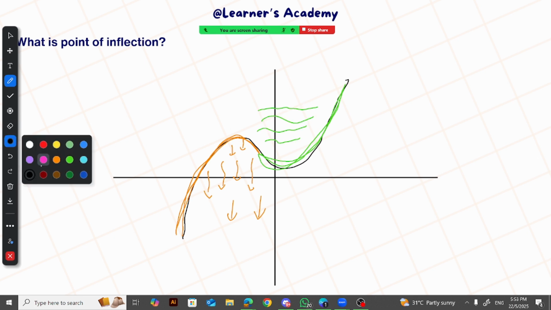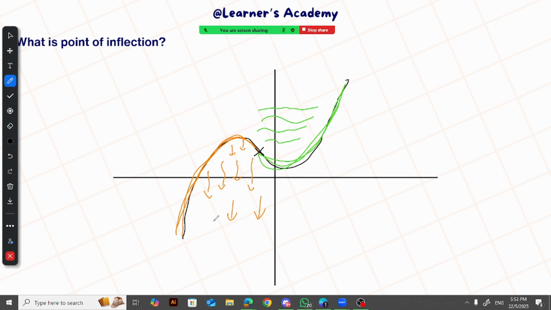So a point of inflection basically means the point in the middle where the graph starts changing its concavity from a cup facing downwards to upwards. That means at which point of the graph does the concavity start changing from facing down to facing up? If we analyze this, it's somewhere in the middle here that it starts changing its concavity from downwards to upwards. So the point of inflection is basically this.